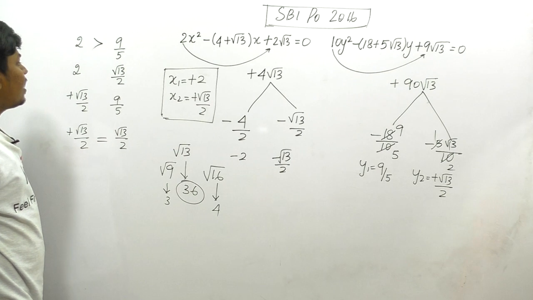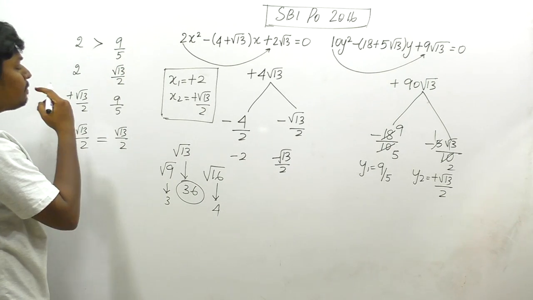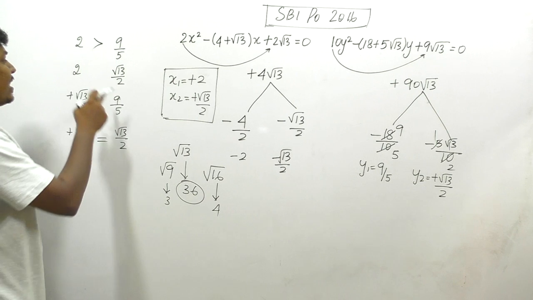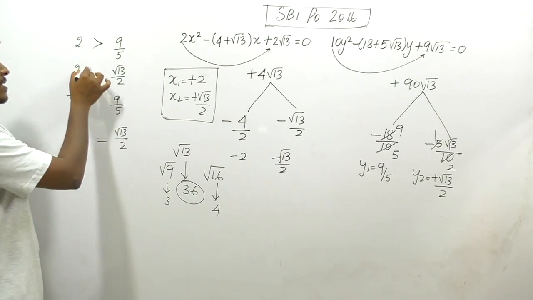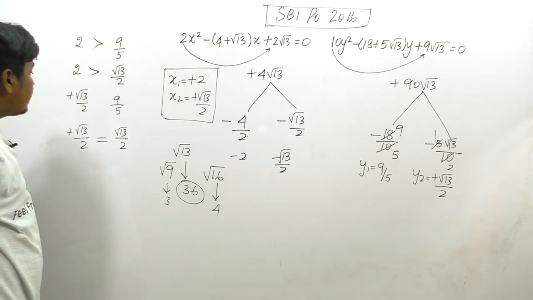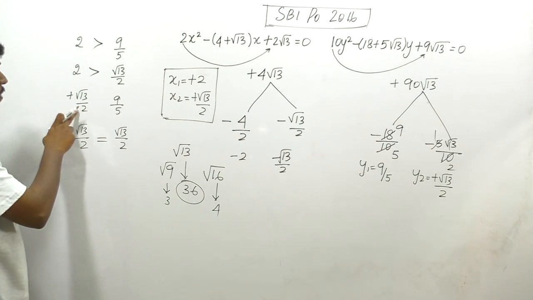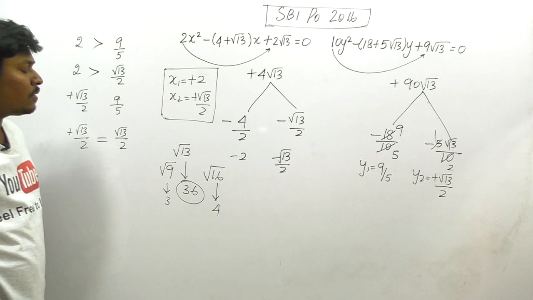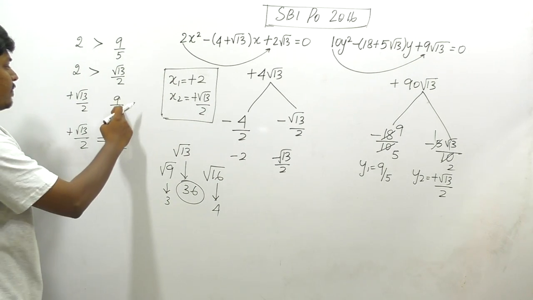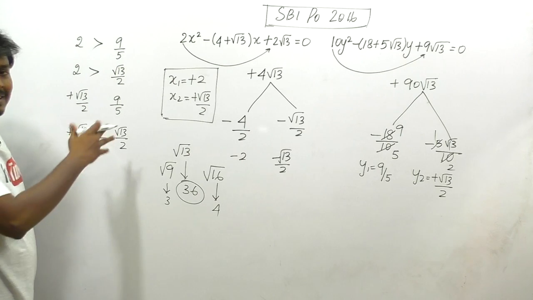So friends, let me divide this. 3.6 divided by 2, I think 1.8. Whether 1.8 is greater or 2 is greater, friends, I can say that 2 is greater. And similarly, root of 13, which is 3.6, divided by 2 is 1.80, right? And 9 by 5 is 1.8. I can say that both are equal, friends.